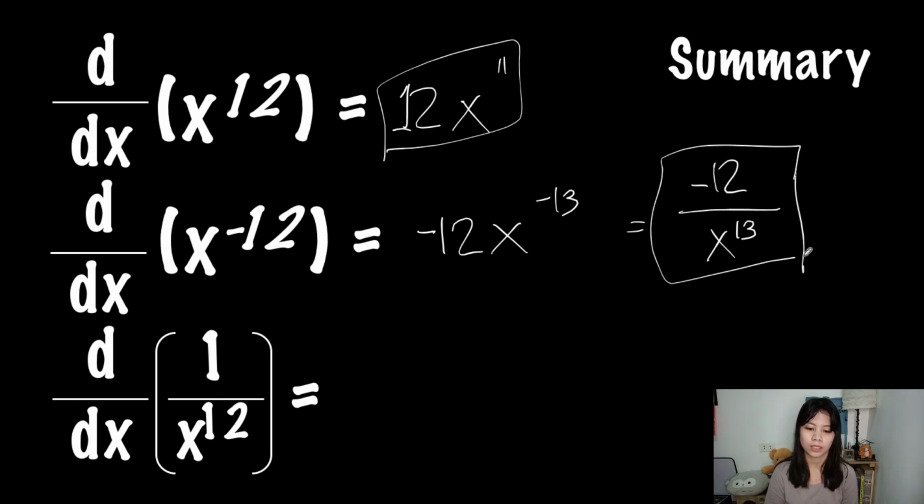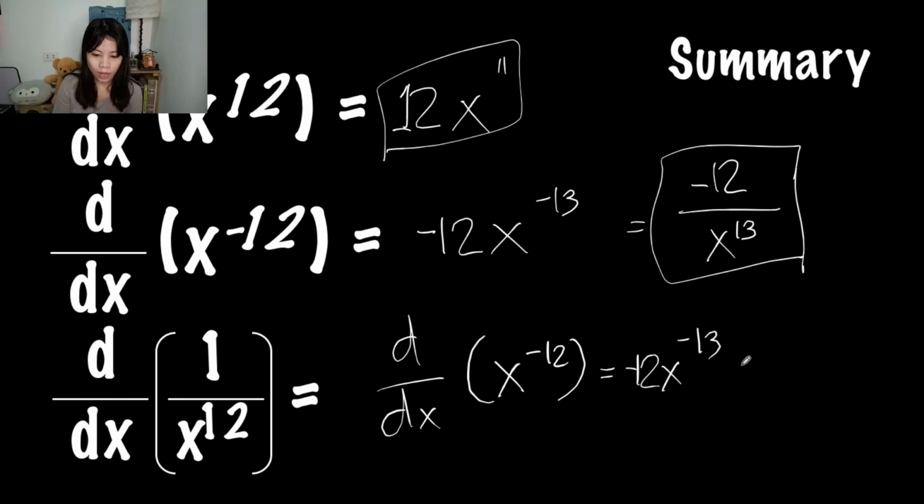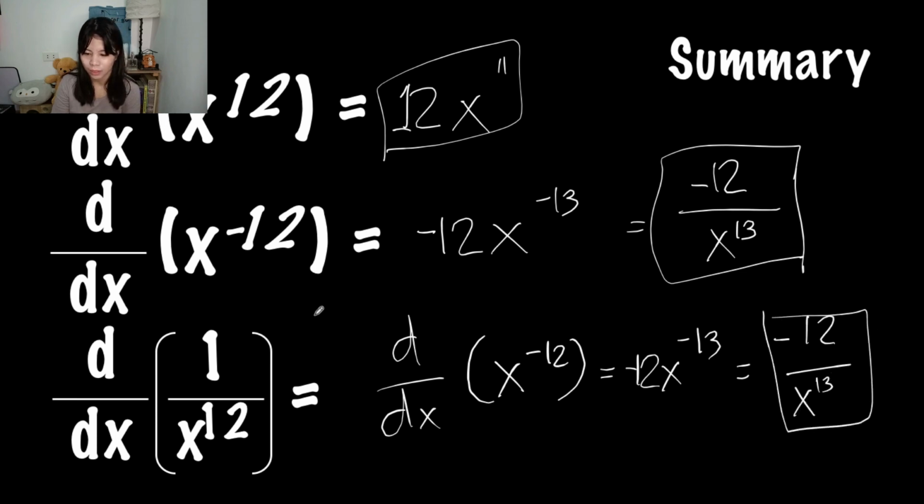Kasi ito yung nasa laws of exponent na. Ito naman, gagawin mo siyang d over dx tapos x raised to negative 12. Okay? And the answer will be negative 12 times x raised to negative 13. This will be equal to negative 12 over x raised to 13. Pareho lang sila, no? Siyempre, pareho lang naman kasi ito. Naging pareho lang talaga siya.